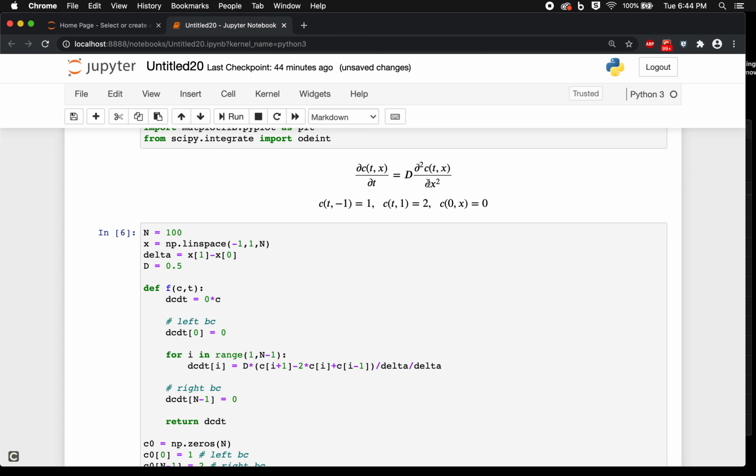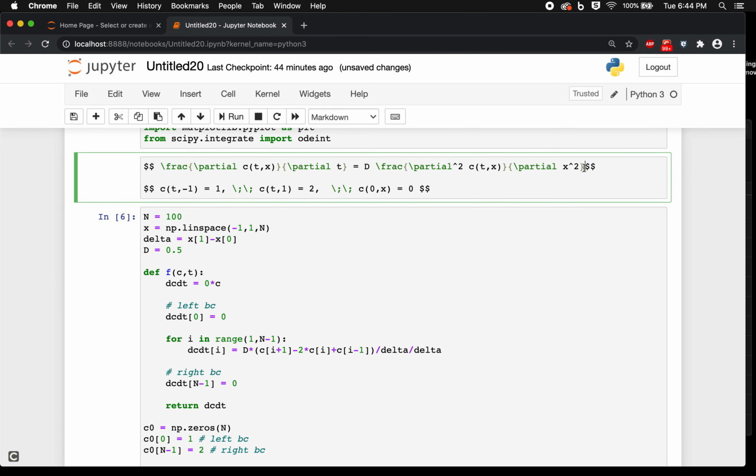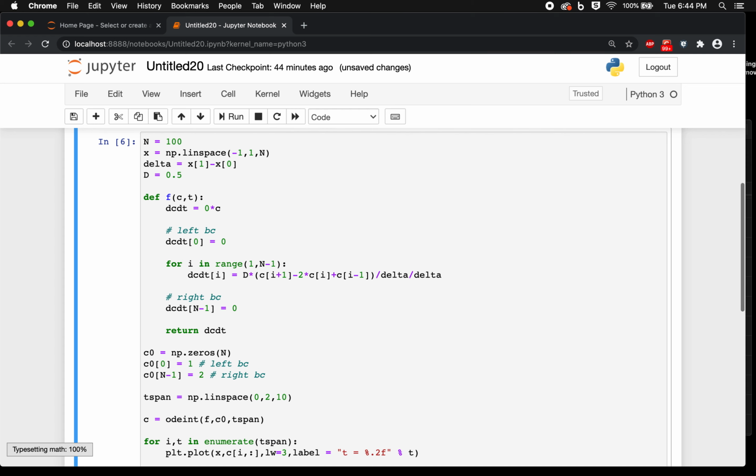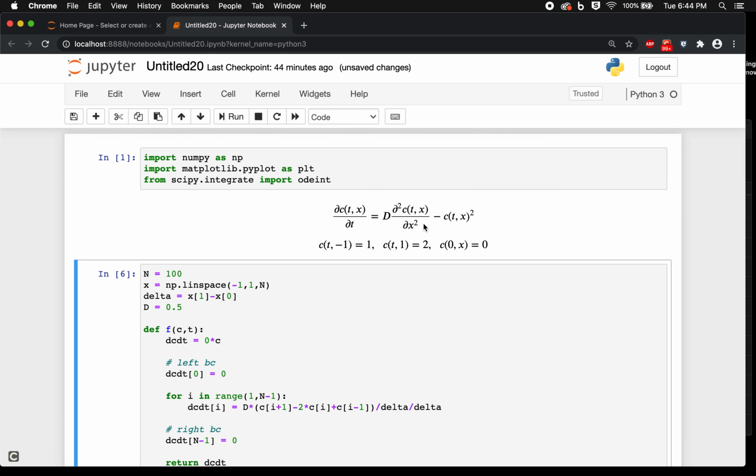So the next thing is, imagine we wanted a reaction. So maybe you want to do c of t comma x squared, right? Initially we had no extra term here. And technically we could have solved this analytically using the Fourier transform or Fourier series expansions. But once we add this nonlinear term here, there's really no analytic solution to the equation.